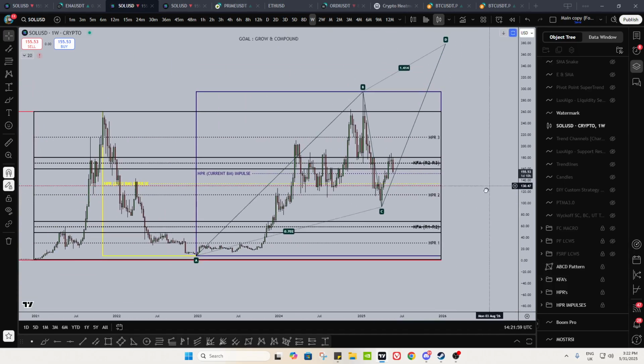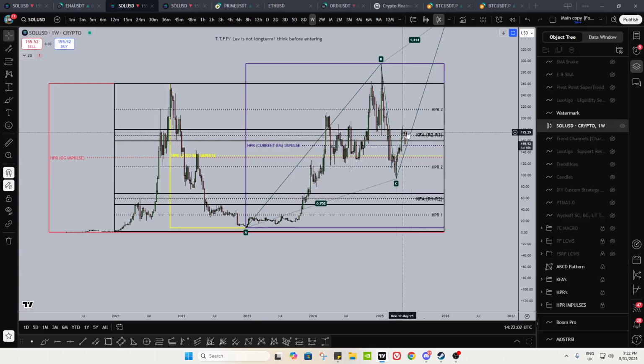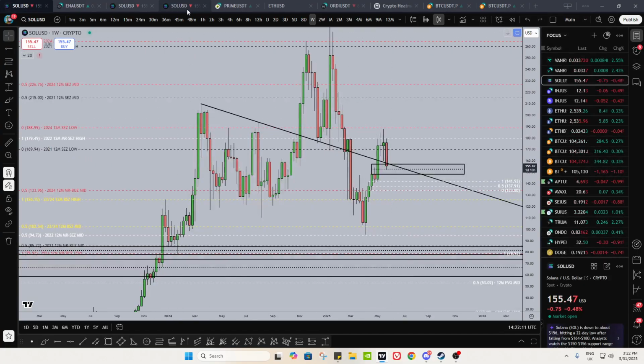Okay, there we go. On the macro for Solana, nothing's changed. Okay, you're rejecting off key inflection area like we were talking about. You have to be careful there. And furthermore, like we saw, we're rejecting off yearly levels in terms of buyer-seller zones, right?